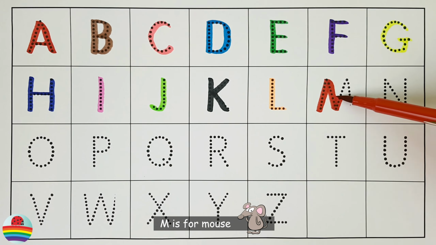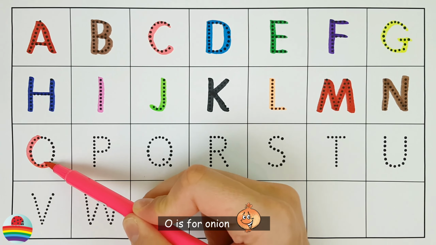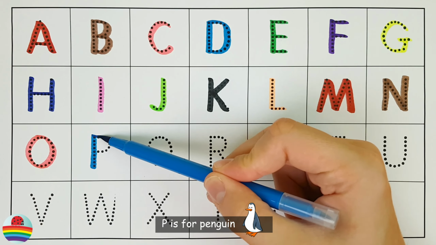M. M is for mouse. N. N is for nail. O. O is for onion. P. P is for penguin.